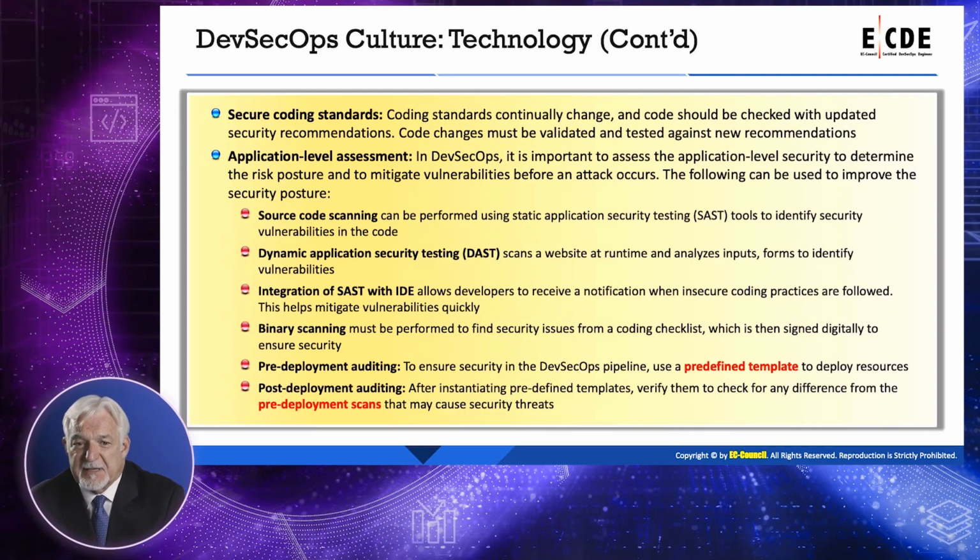You can use binary scanning, and it has to be performed to find security issues from a coding checklist, which is then signed digitally to ensure the security. This is where we come up with digitally signed code, is through binary scanning. Then you have pre-deployment auditing. To ensure security in a DevSecOps pipeline, you can use a predefined template to deploy resources. And then, of course, there's post-deployment auditing. After instantiating predefined templates, you verify them to check for any difference from the pre-deployment scans that may cause security threats.